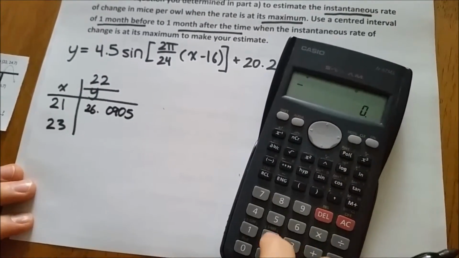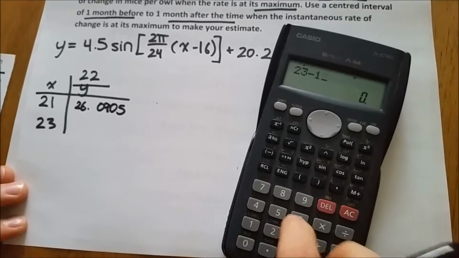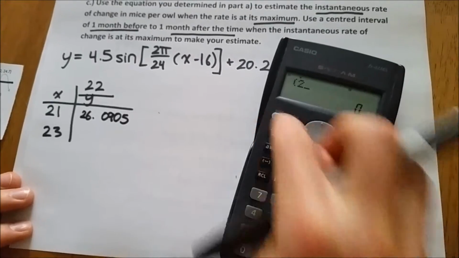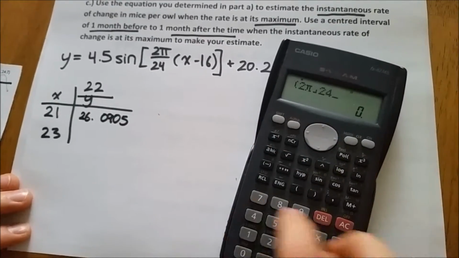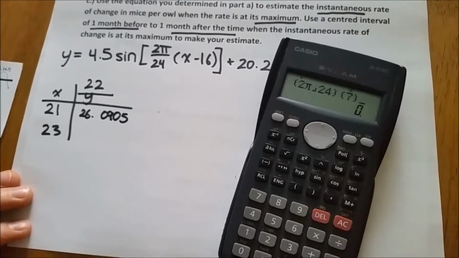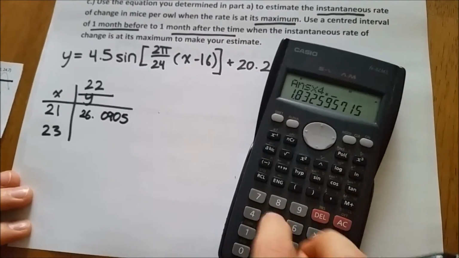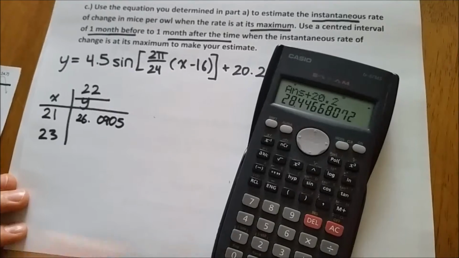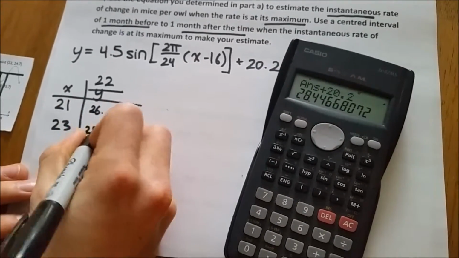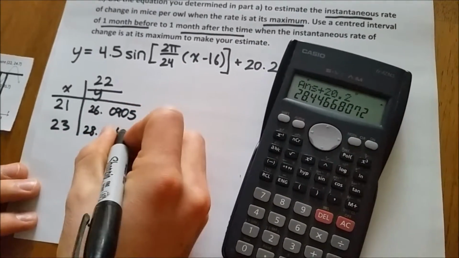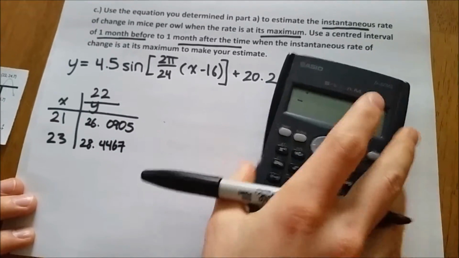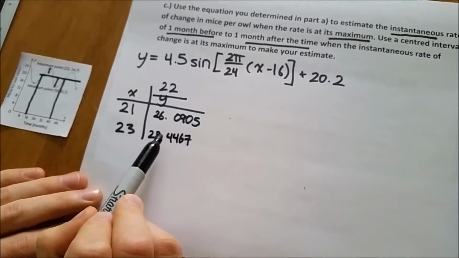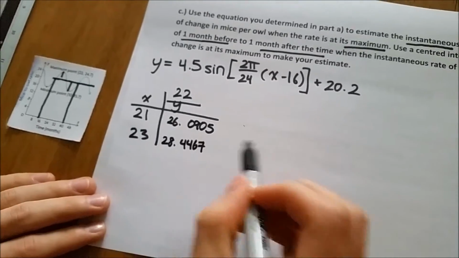Now we're going to plug in 23. So 23 minus 16 equals 7. We plug in 2 pi over 24 times 7, multiply that by 4.5, plus 20.2. And then we get 28.4467.